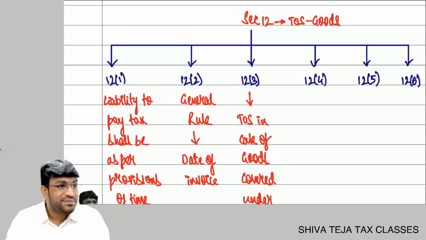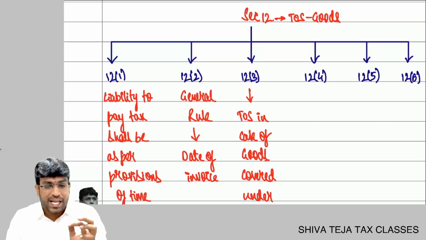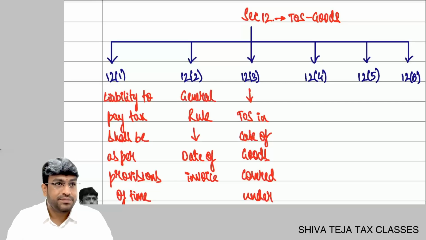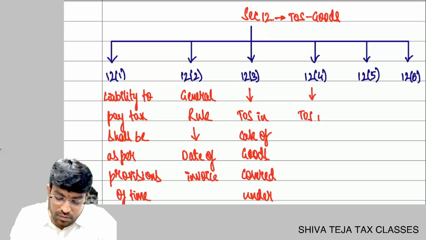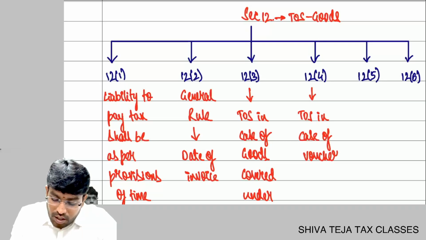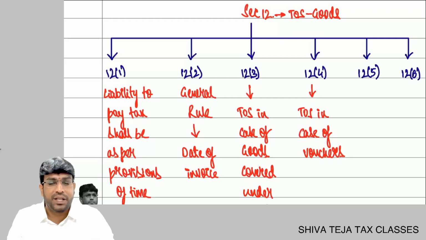Friends, covered? Discussed? Yes, sir. I hope we are clear. Good. Thank you very much. What is 12.1? Liability to pay tax shall be as per provisions of time of supply. 12.2, general. 12.3, time of supply for goods covered under RCM. 12.4 is time of supply in case of vouchers. 12.4 talks about time of supply in case of what, my dear friends? Vouchers.